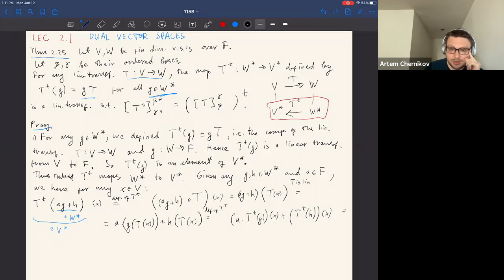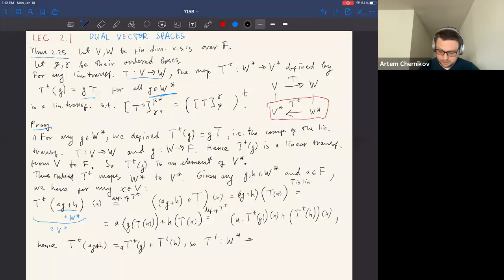So we get this, and this shows linearity. Hence, since x was an arbitrary element of V, we get that the corresponding functions, T^T of ag plus h, so this is a function, are equal as functions to the function a times T^T of g plus T^T of h. So the conclusion is that T^T from W star to V star is a linear transformation.